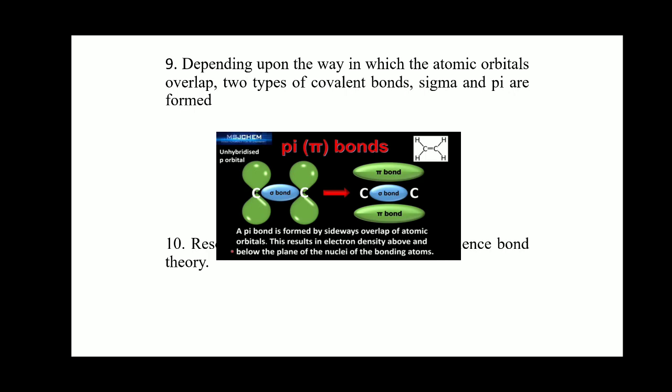So these are the 10 postulates of valence bond theory. These are very important. In the next lecture we will discuss resonance and the various conditions and rules for writing the resonating structures.